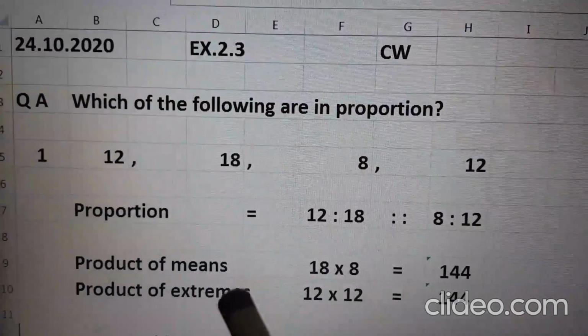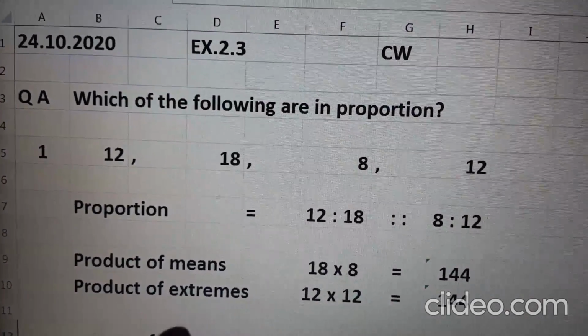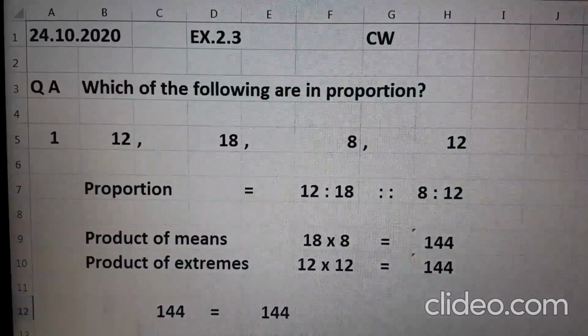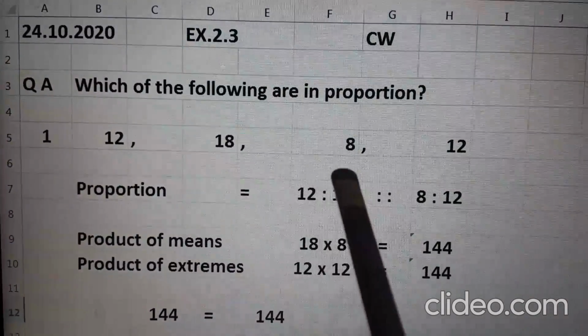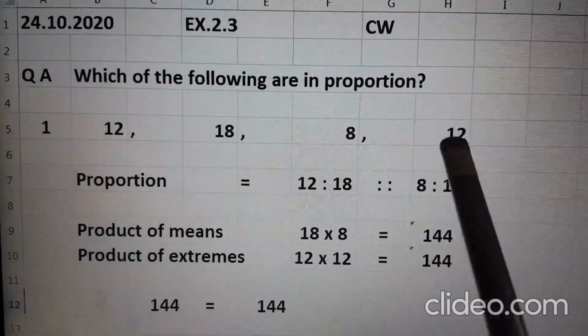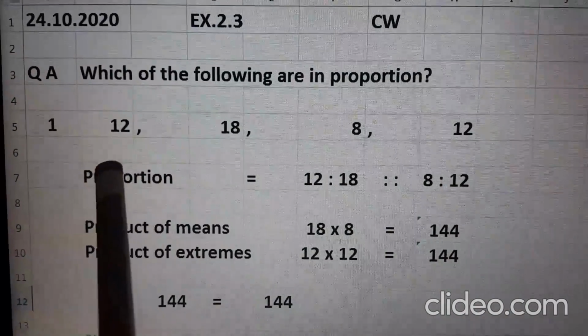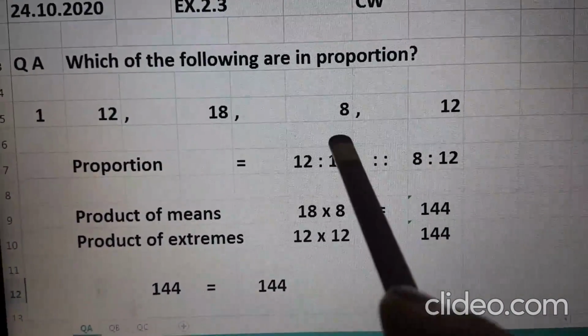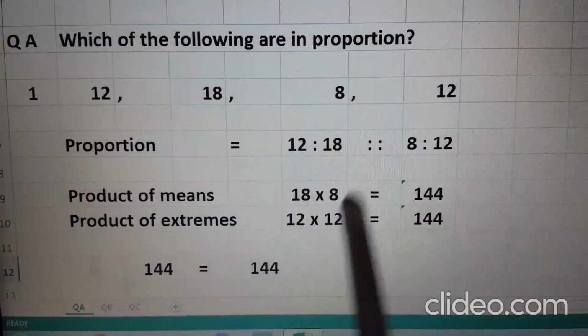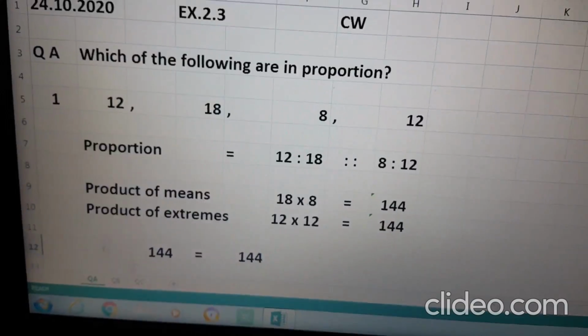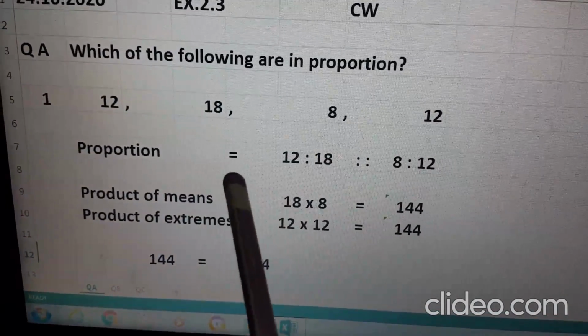Hello children, today we are going to start exercise 2.3 and the question is, which of the following are in proportion? The numbers given are 12, 18, 8 and 12. Now arrange the numbers in proportion.